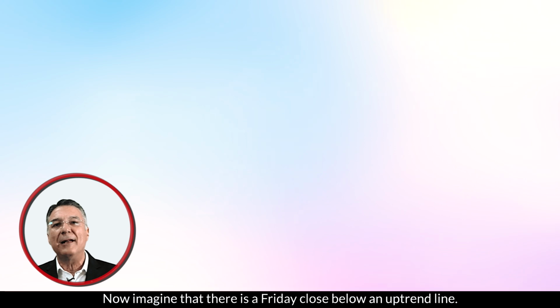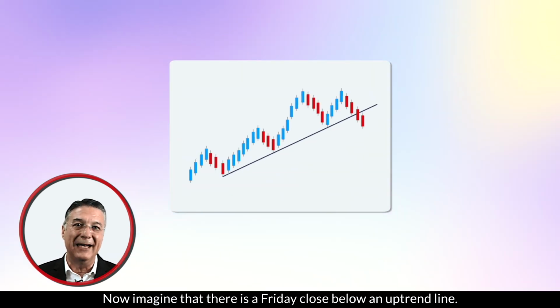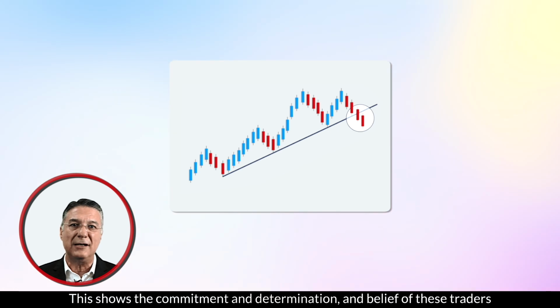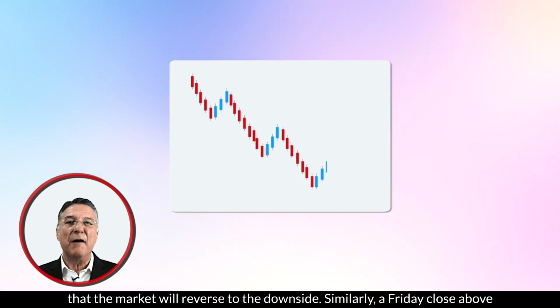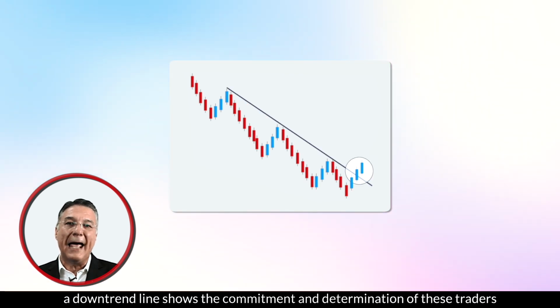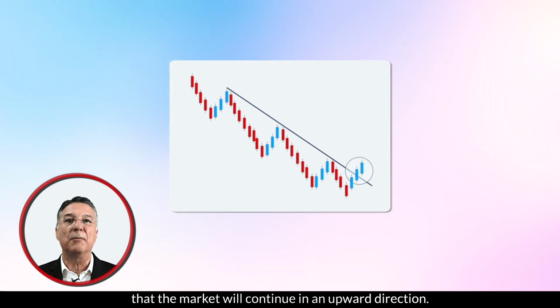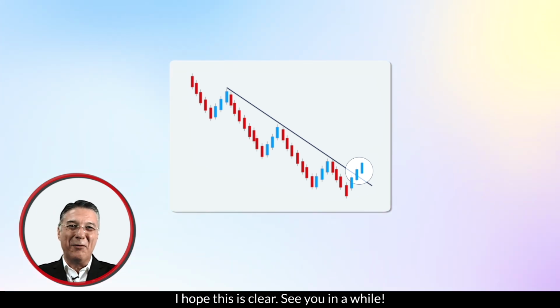Now, imagine that there is a Friday close below an uptrend line. This shows the commitment and determination and belief of these traders that the market will reverse to the downside. Similarly, a Friday close above a downtrend line shows the commitment and determination of these traders that the market will continue in an upward direction. I hope this is clear.